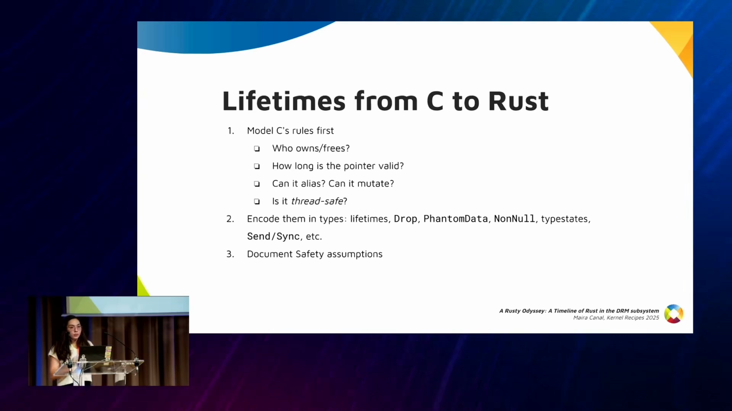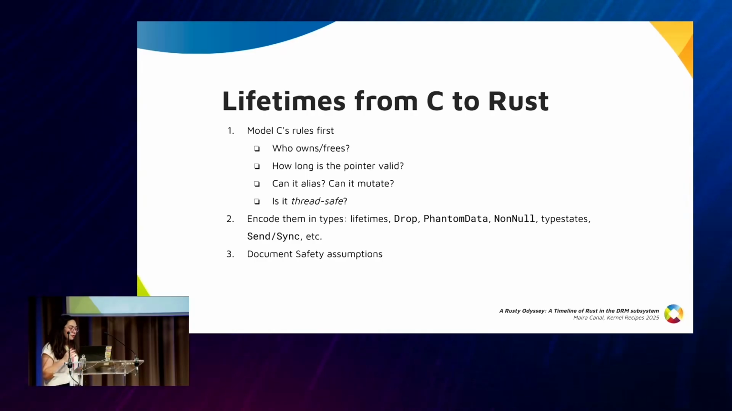When we are thinking about making a safe abstraction from C to Rust, we need to understand the lifetime semantics of that C object. So when we have a C object like the DRM scheduler, we need to understand its lifetime. What does this mean? It means that we need to understand who owns it, when it was allocated, when it's going to be freed, who frees it, and also how long this pointer is valid in time. And this can be a bit complicated when we have many pointers, aliases, things mutating, and we also need to understand if this is thread safe or not.